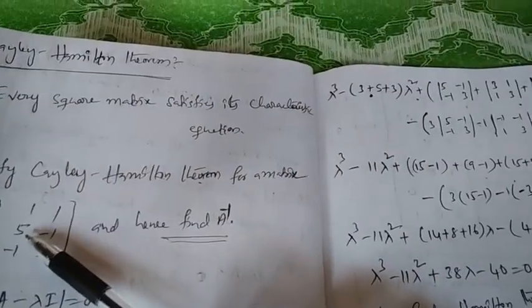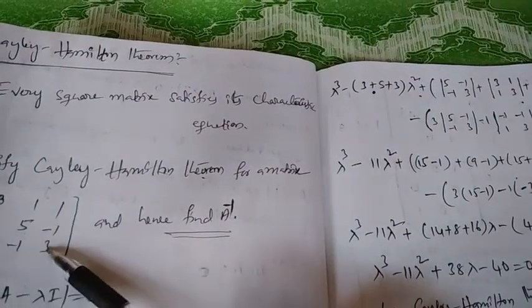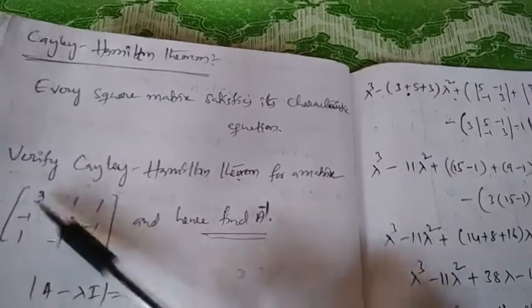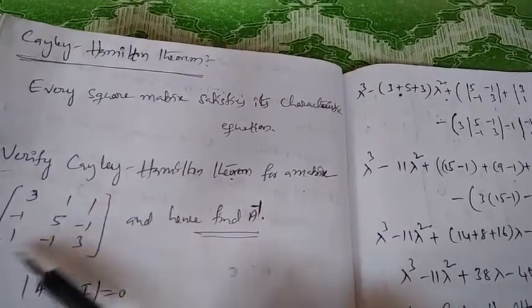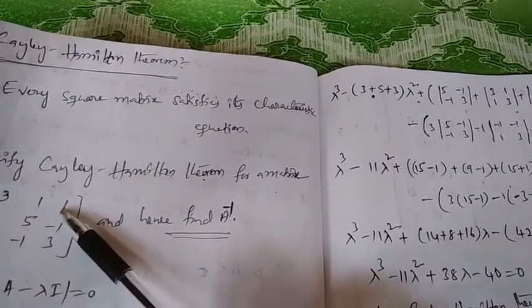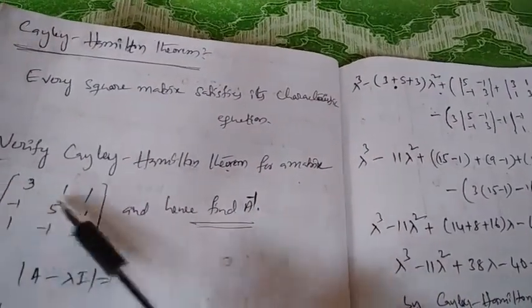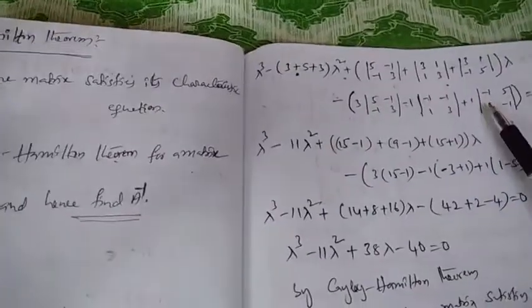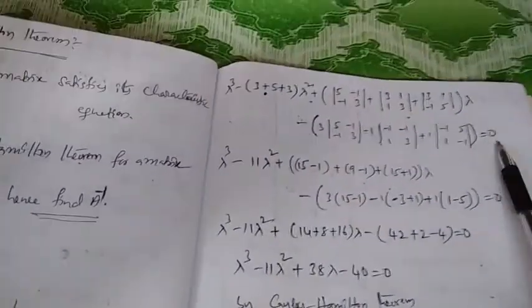Now 3 into, the row and column cancelled, 3 into 5 minus 1 minus 1 3. Now minus 1 into, row and column deleted, remaining minus 1 1 3, minus 1 1 3, plus 1 into this row and column deleted, minus 1 5 1 minus 3, equal to 0. Now this you simplify to get the characteristic equation.